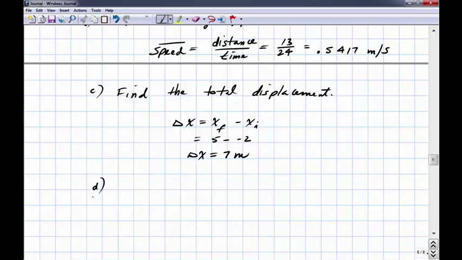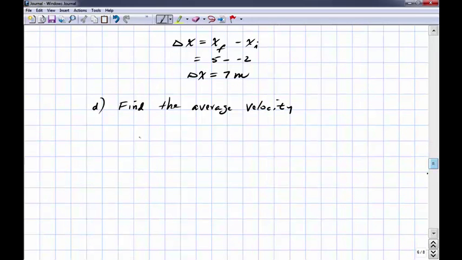In part D, let's find the average velocity. Well, as we noted earlier, the average velocity equals the displacement divided by the time. In this case, the displacement was calculated to be 7 meters, and the time was 24, and so our average velocity equals 0.2917 meters per second.